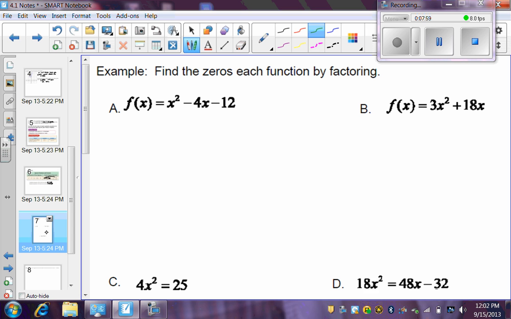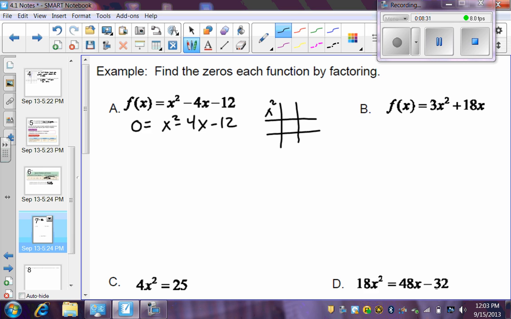So let's do some examples of solving by graphing and by factoring. The first one says f of x equals x squared minus 4x minus 12. So I'm going to say that 0 equals x squared minus 4x minus 12. Then I'm going to factor this, using whatever method you know how to factor. Here is a review of the box method, if you decide to use that method.